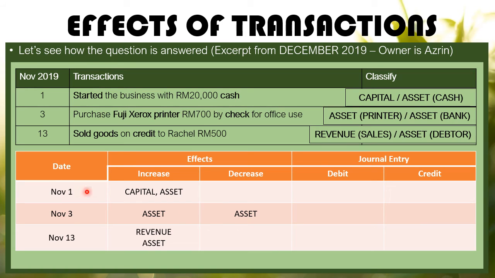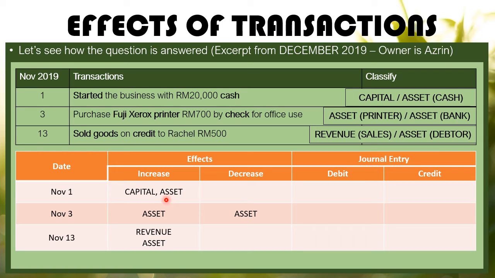So dalam jawapan awak nanti, you have to present your answer like this ya. Kena ada dalam 5 kolom macam ni. So 2 kolom yang besar ni adalah effect kita. 2 kolom terakhir adalah journal entry. Nanti kita buat journal entry. Kita buat effect dulu. Okay, so untuk effect kita, macam ni ya. Capital bertambah, asset bertambah.